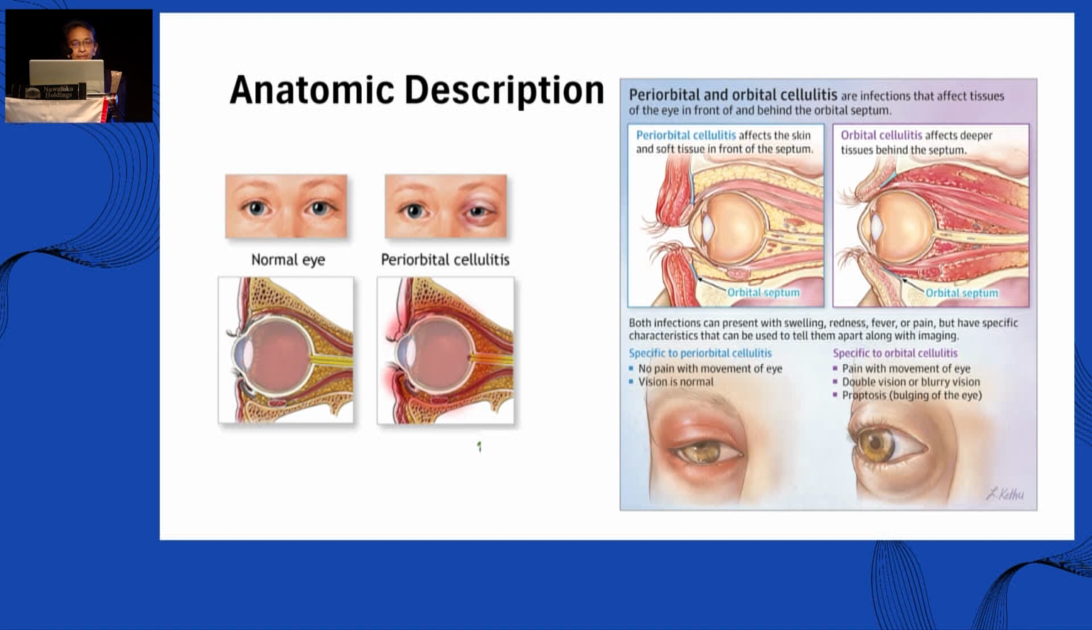So this is just a picture to show the anatomic description. The top one, preseptal cellulitis, is infection arising in the tissues in front of the orbital septum, and orbital cellulitis is infection arising in the tissues behind the orbital septum.